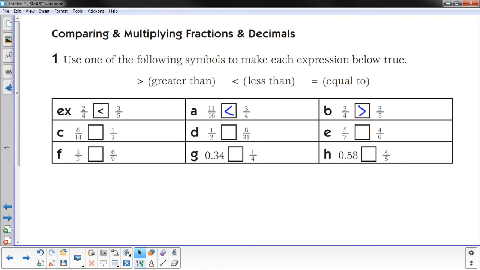Alright, 6/14 and half. This one you could probably almost do in your head. Half as 14ths. Well, 2 times 7 is 14, right? Put a little times 7 up there. I don't know if you can see that or not. 1 times 7 is 7, so 7/14 is the same as half. And what's larger, 6 or 7? Well, the 7's larger.